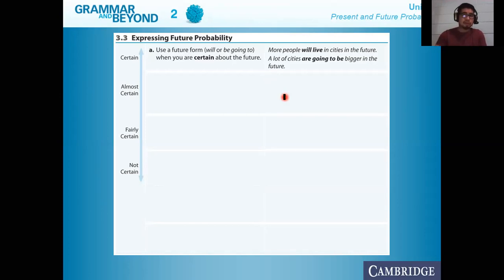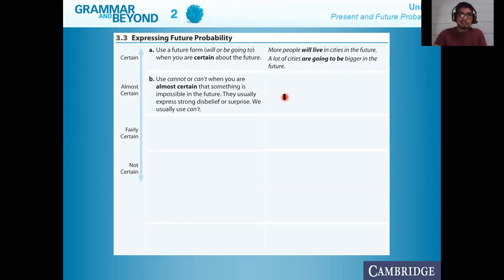That is only true in the case that you're talking about going to, but will can have some level of certainty, though there are some circumstances for that. Like, for example, that you have evidence, or it's a promise, but you cannot always be so certain about the future. Then you use cannot or can't when you are almost certain that something is impossible in the future. They usually express strong disbelief or surprise. We usually use can't.